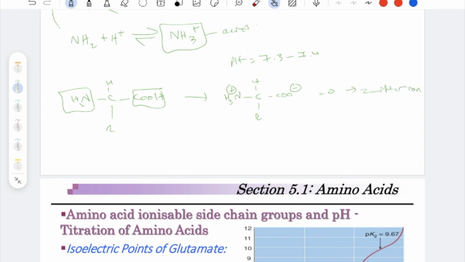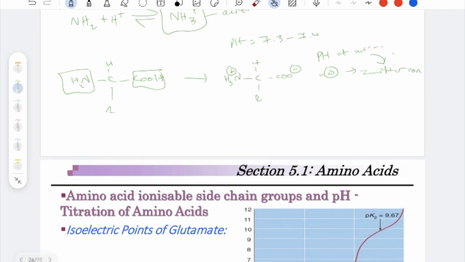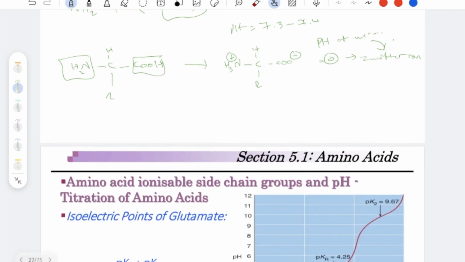Okay, now it's not really a variable, it's a zero net charge, but what I'm specifically referring to is the pH at which it is a Zwitter ion. So the pH at which an amino acid is a Zwitter ion is what you call the isoelectric point, also denoted by pI.